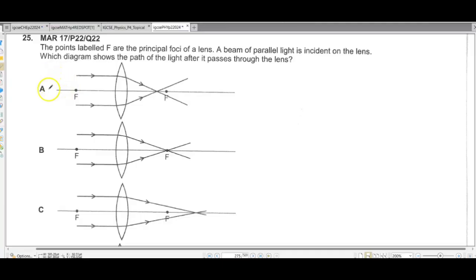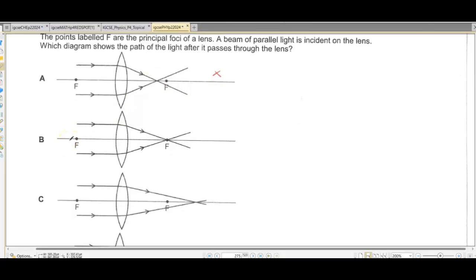Let's look at the diagrams. For A, the line that is parallel to the principal axis after passing through the lens has to pass through the principal focus, and it is not passing through it. It's converging somewhere before that, so this is not correct.